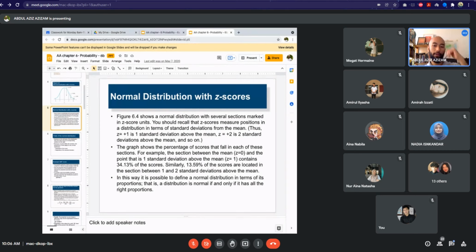Okay, now ni kena baca sikit. Ni teori sikit. Make sure you all faham, make sure you follow I. Okay, kita baca bersama. You all kena faham bahagian ni. Ini sangat penting. Figure 6.4.